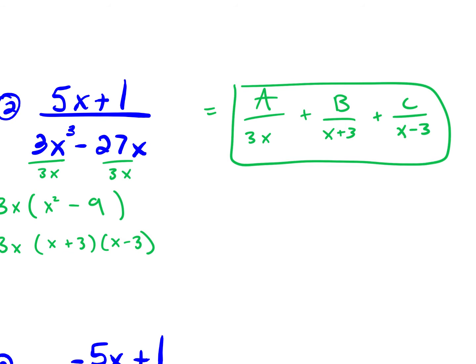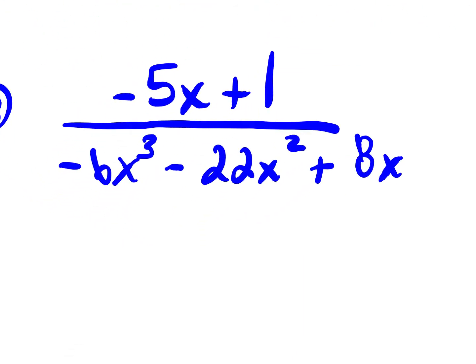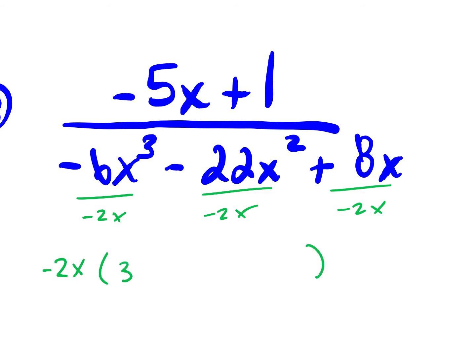Ready for the next one? All right, so number 3. How can I factor the denominator? What's the greatest common factor? Negative 2x. So I'm dividing all of these by negative 2x. So negative 2x goes on the outside, and what am I left with on the inside? 3x squared plus 11x minus 4. Perfect.